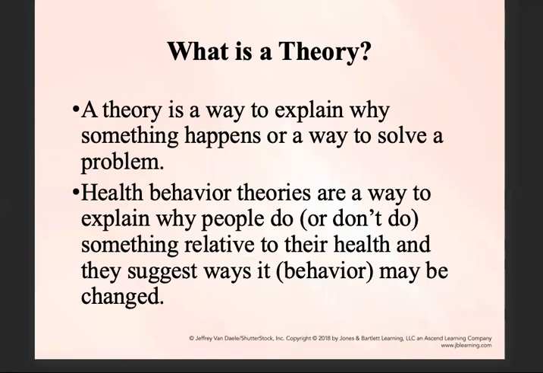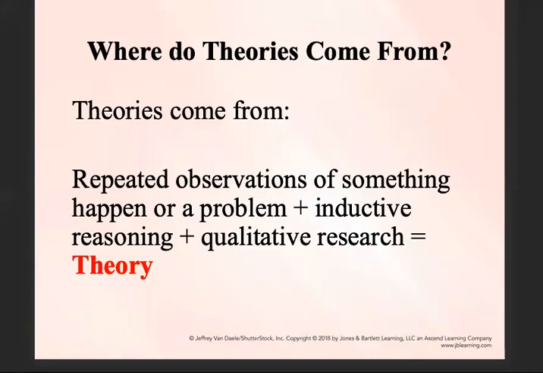So when we think about different reasons that we do things, a theory has been researched and proven to help support why we do or don't do those things. Again, they come from repeated observations of something happening or a problem, plus inductive reasoning, plus qualitative research. There are two types of research, qualitative and quantitative. Qualitative research focuses more on the experience of the person. Quantitative focuses more on numbers and data.